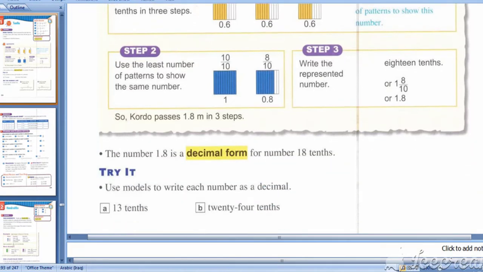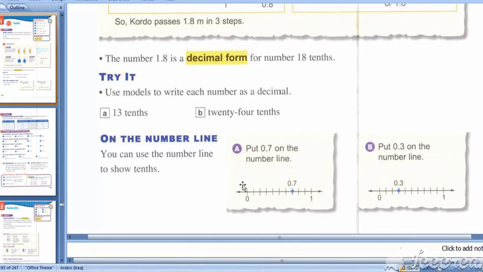And if you put a decimal number on the number line, for example you have 0.7. 0.7 means it's between 0 and 1. You have 0, 1, and divide it into 10 equal parts. So we count 1, 2, 3, 4, 5, 6, 7, and put 0.7 there. So this place is the place of 7 tenths.